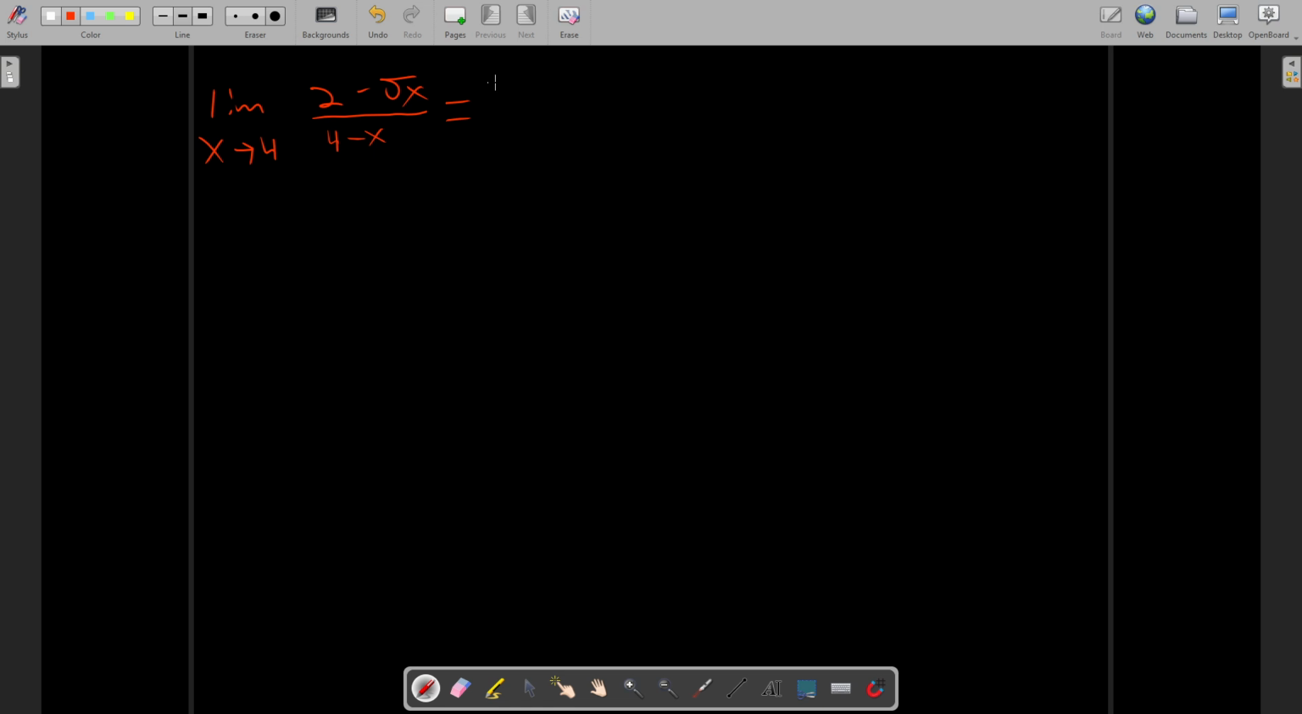So if we plug in 4 here, we'll have 2 minus the square root of 4 over 4 minus 4. And then we know that the square root of 4 is 2, so that would go to 2 minus 2, which is 0 over 0. And so we have indeterminate form. Okay.